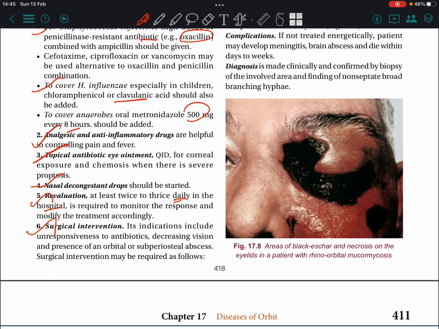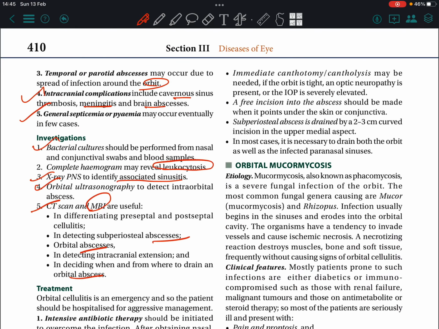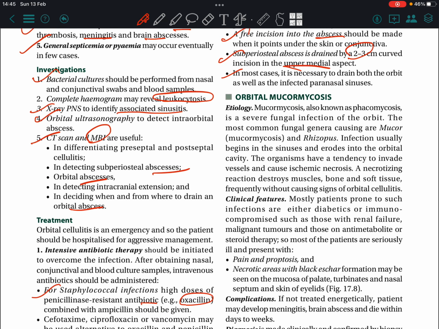Surgical intervention: its indications include unresponsiveness to antibiotics, decreased vision, and presence of an orbital or subperiosteal space abscess. Surgical intervention may require the following: immediate canthotomy, cantholysis, free incision into abscess. Subperiosteal abscess is drained by a 2 to 3 cm curved incision in the upper medial aspect. In most cases, it is necessary to drain both the orbit as well as the infected paranasal sinus.